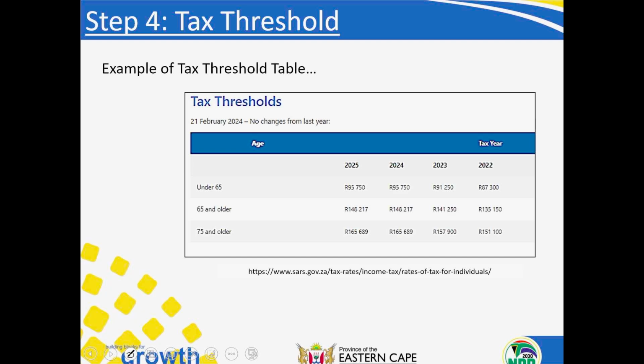you will see the first column is for age, and there are 3 different age categories: under 65, 65 and older, and 75 and older. You will also see the tax year is provided on the right hand side, followed by 4 various years. You must make sure you can analyze a tax threshold table successfully. So let's do some practice together.